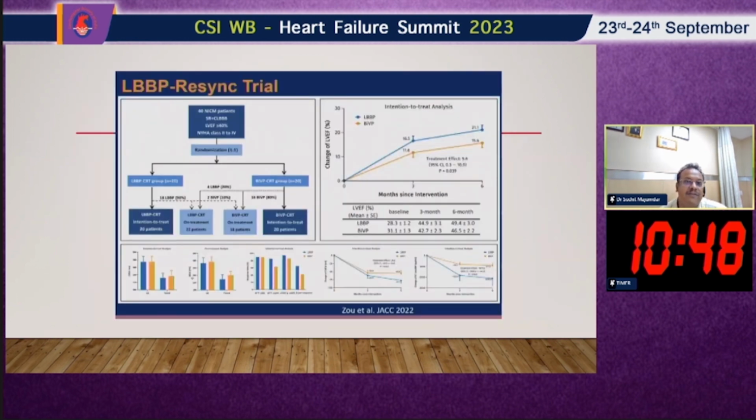So this was the LV-DESYNC trial. This was by Dr. Zhao et al. It was actually not very important for our patient because it's a non-ischemic cardiomyopathy patient. And here it showed in intention to treat analysis that there was a significant change of LVEF in the left bundle branch pacing group compared to the BIV pacing group. Next slide.